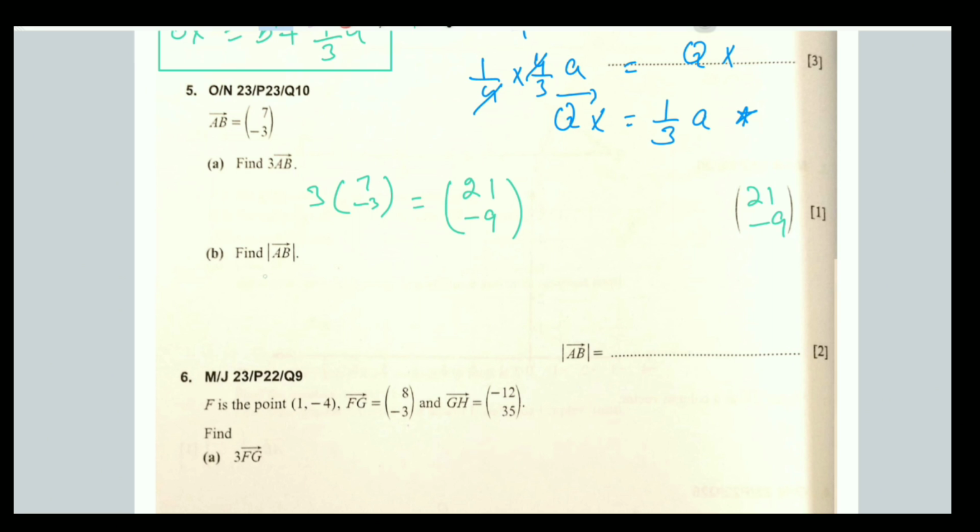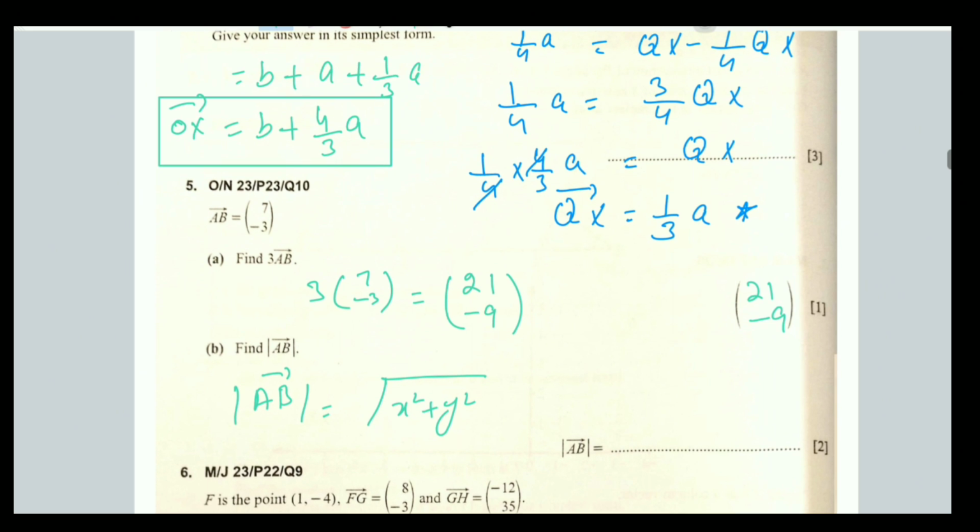And for the magnitude of AB, we have to memorize the formula of magnitude, that is the square root of x squared plus y squared. The AB vector is given to you. The first value is x, the second value is y. So in place of x we will put 7, and in place of y we will put minus 3, that is 49 plus 9. So square root of 58 is the answer.